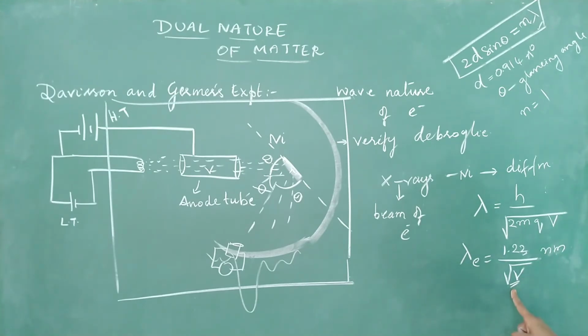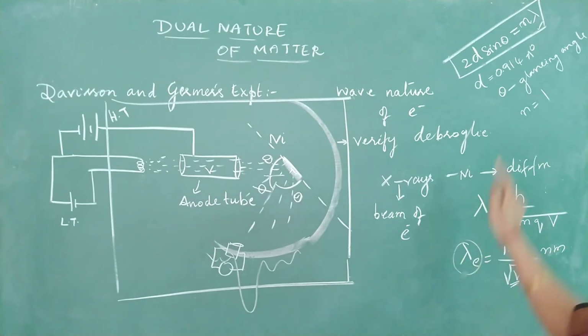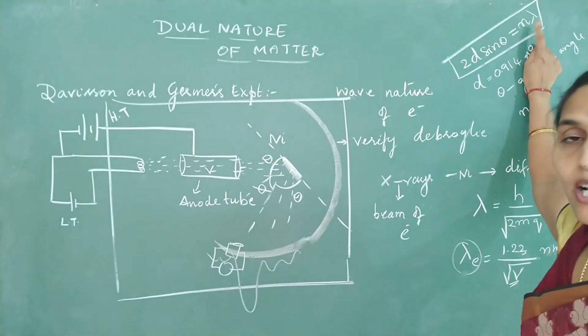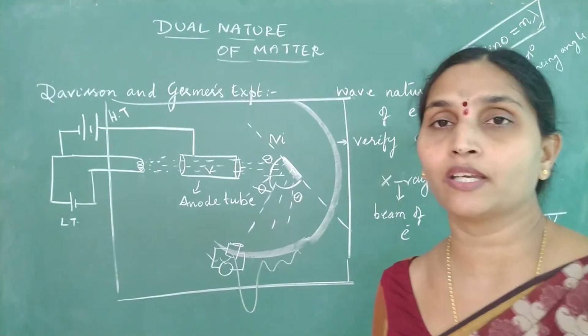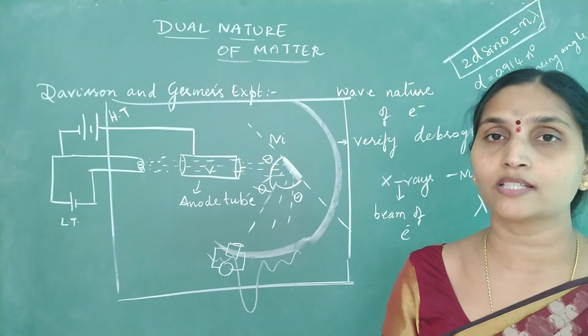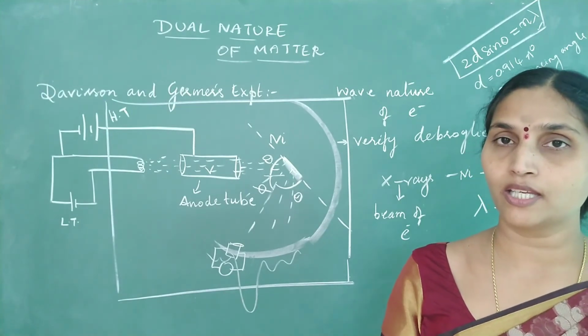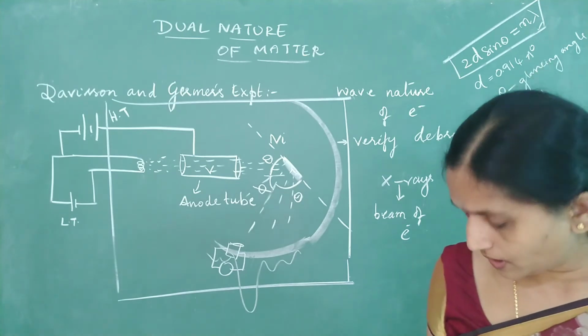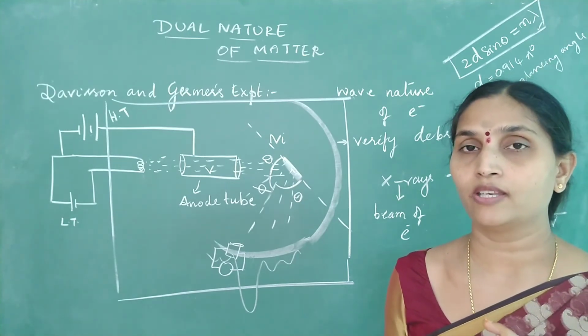So if you know the accelerated potential, you can find out the wavelength of electron. This is by using de Broglie's concept. This is by making use of diffraction phenomenon. If these two wavelengths come out to be same, then this experiment can prove that even de Broglie's concept of matter waves is correct. Again I am repeating, what was the aim of the experiment? To verify the wave nature of electron. How did they verify it?